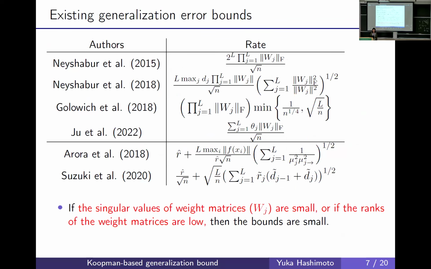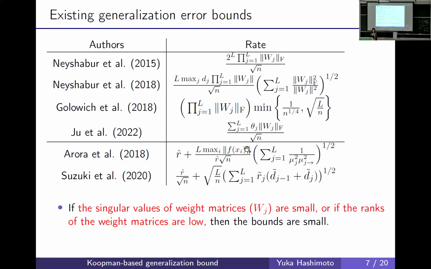So we consider this problem for neural networks. And there are many existing works for evaluating generalization errors. And they are typical ones. We skipped the detailed notation here, but an important fact here is that we have the Frobenius norm of the weight matrix here in the numerator of the bound. So it means if the weight matrix has small singular values, then the bound becomes small.